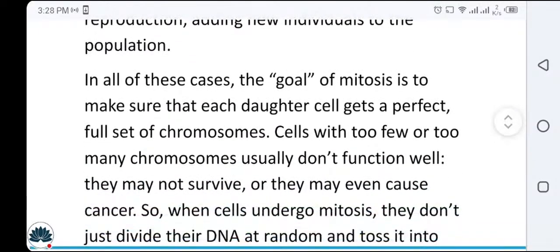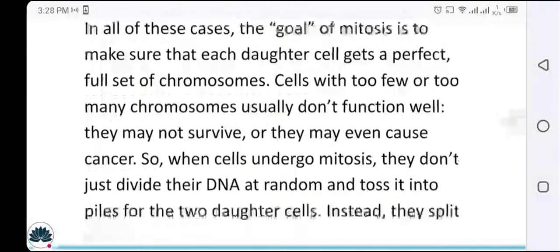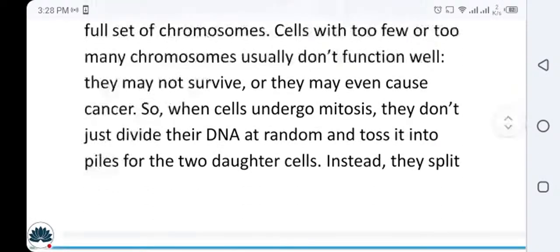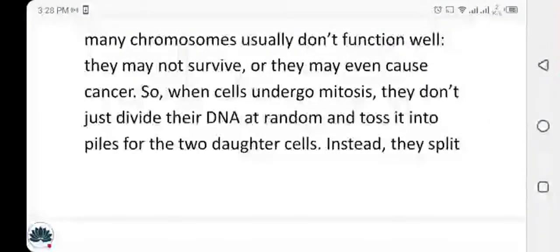In all of these cases, the goal of mitosis is to make sure that each daughter cell gets a perfect full set of chromosomes. If the numbers of chromosomes are not equal, it means that there are abnormal cases. Cells with too few or too many chromosomes usually don't function well, they may not survive, or they may even cause cancer. In this chapter, cancer is also important.